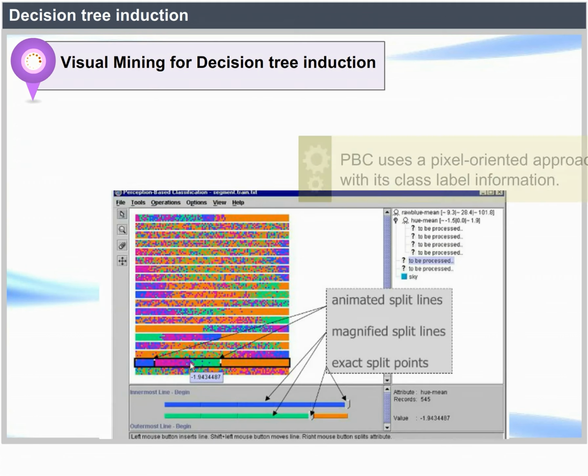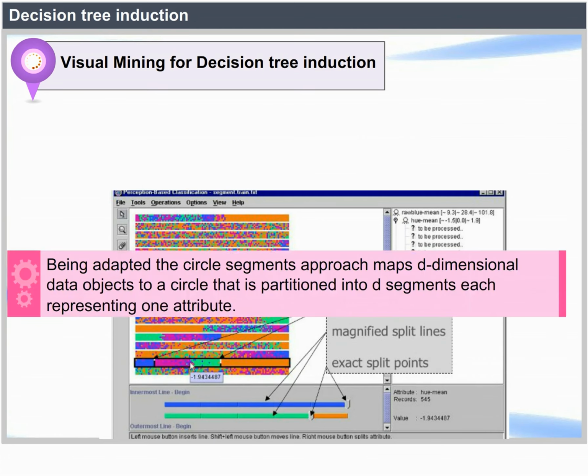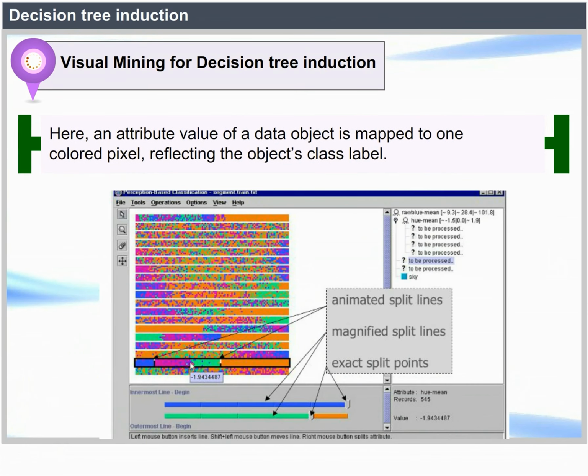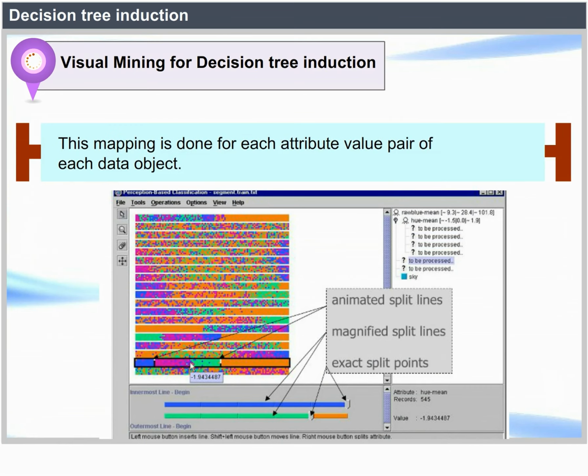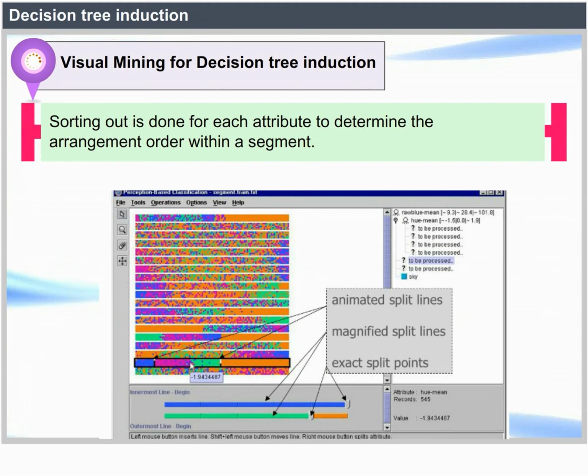PBC uses a pixel-oriented approach to view multidimensional data with its class label information. The circle segments approach is adapted, which maps D-dimensional data objects to a circle that is partitioned into D segments, each representing one attribute. Here, an attribute value of a data object is mapped to one colored pixel reflecting the object's class label. This mapping is done for each attribute-value pair of each data object. Sorting is done for each attribute to determine the arrangement order within a segment.